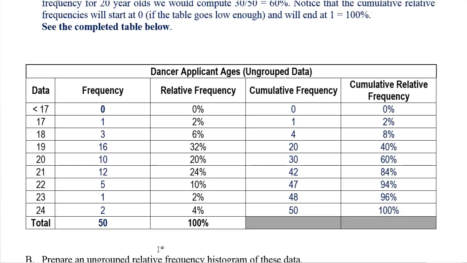Now, if we do an ungrouped relative frequency histogram for this data, can you do that? It's going to be essentially just like a dot plot, more or less, except bars instead of the dot. Do that now. Press pause.